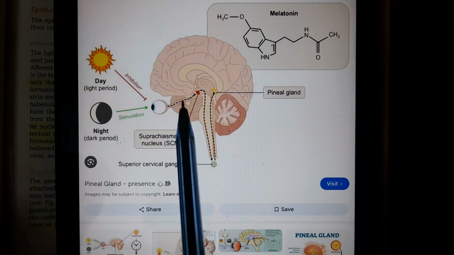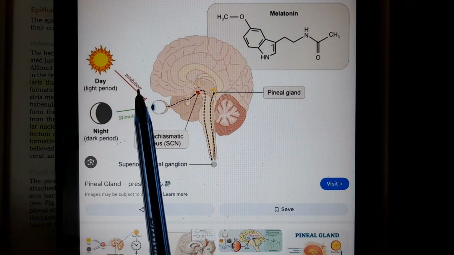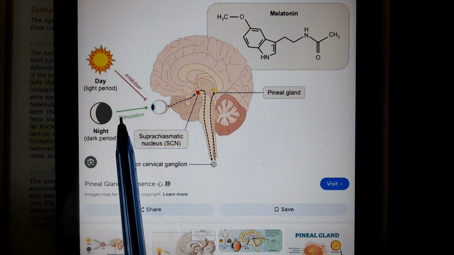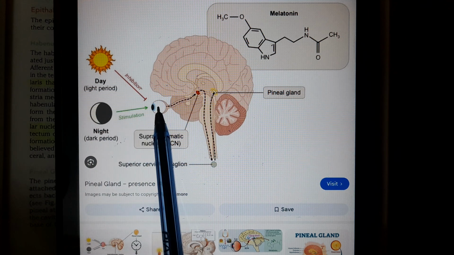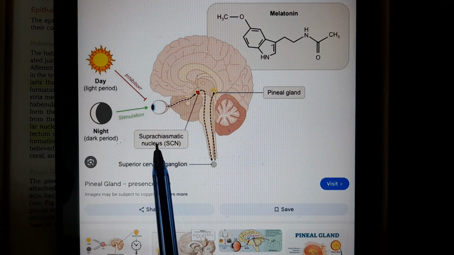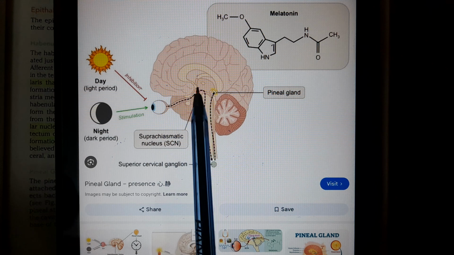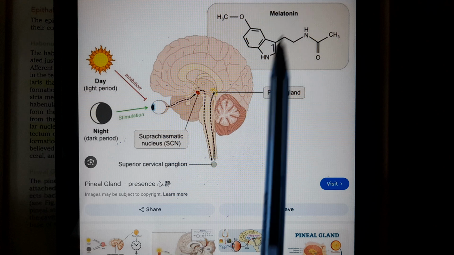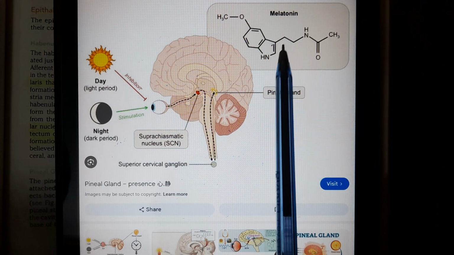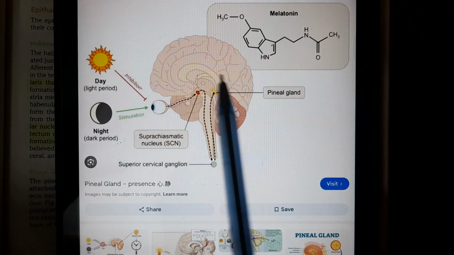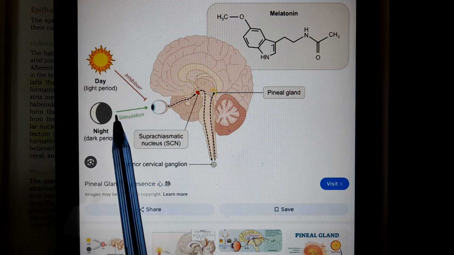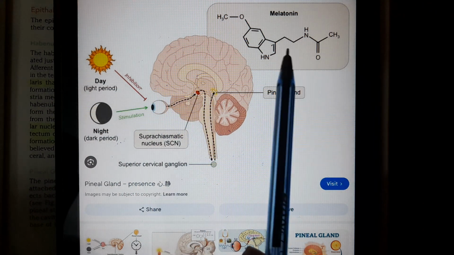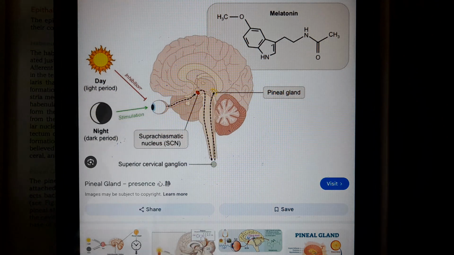So what happens during the daytime? There is inhibition and the pineal gland is not activated. But during night time, during the dark period, what will happen? It will stimulate the retina. The retina is going to stimulate the suprachiasmatic nucleus. The suprachiasmatic nucleus is going to stimulate the pineal gland, and the pineal gland will produce melatonin, and melatonin is going to induce the sleeping cycle. So this is how nighttime stimulation causes the pineal gland to secrete melatonin and influence the circadian rhythms.